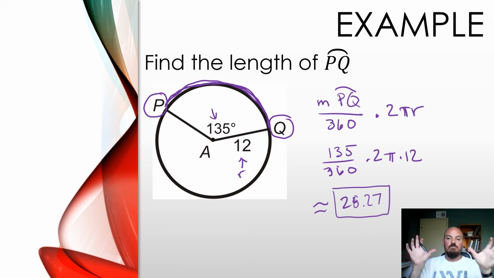So remember, think of it as 2 parts. Number 1, you're finding the circumference of the circle. That's the 2 pi r part. But then instead of taking the whole circumference, you're saying, I'm not using the whole thing. Out of the 360 degrees, I'm only using this much of it. And that's where the 135 over 360 comes from.